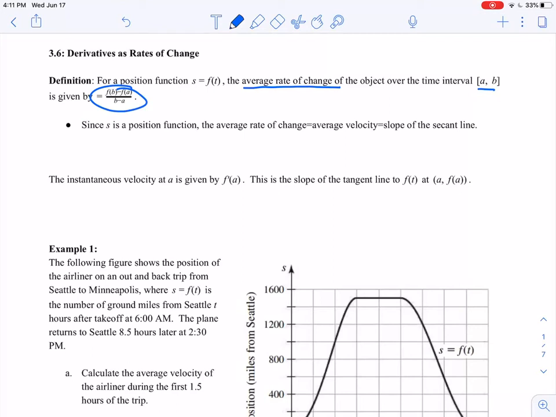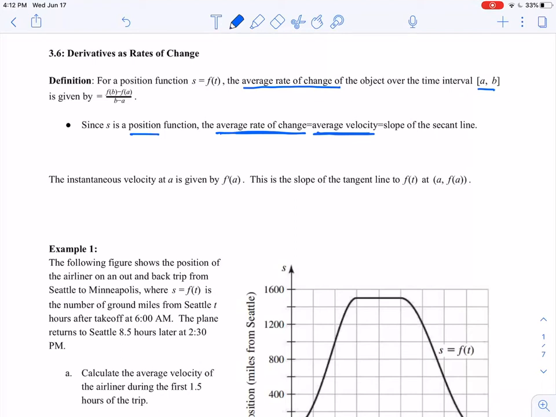We talked about this way back in 2.1. We gave this actually as the average rate of change formula. So nothing really new here, but I just want to bring this back to the forefront because I want to look at average rate of change through the lens of position. Because s represents a position function, the rate of change of position is velocity. So the average rate of change can be interpreted as the average velocity of your object over this time interval a to b.